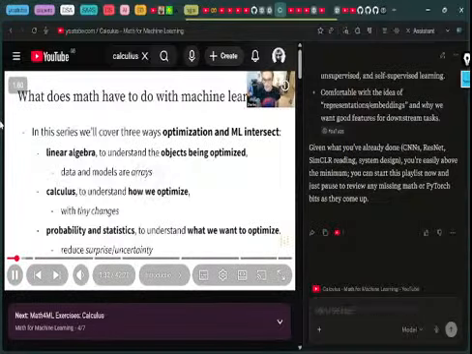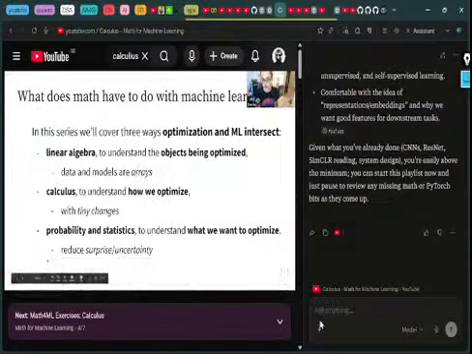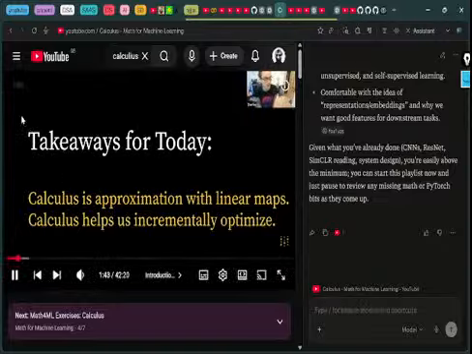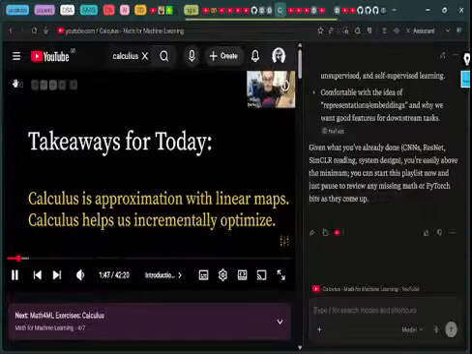Our models. But today we will focus instead on how we optimize with calculus. So let's dive in. The takeaways for today are that calculus is approximation with linear maps, and that calculus helps us incrementally optimize. The first point indicates a connection to what we talked about in linear algebra, which we're going to really chew on today.